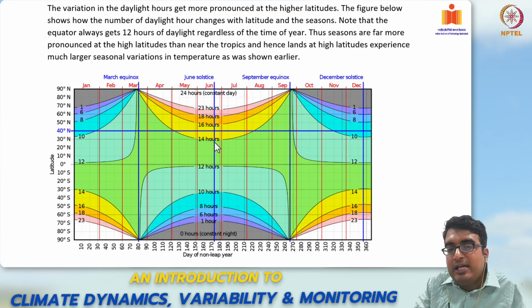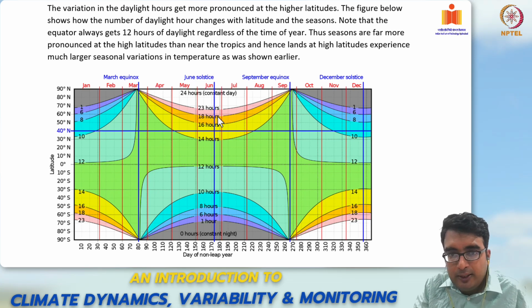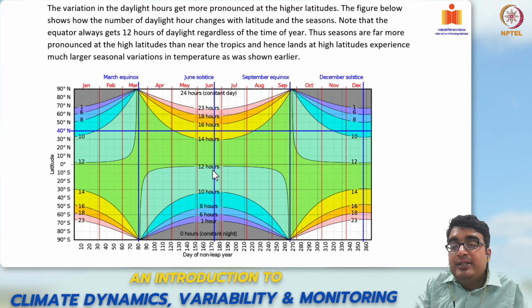So 14 hours of day means 10 hours of night, correct? 16 hours of day means 8 hours of night, 18 hours of day means 6 hours of night, and so forth. Okay. In the southern hemisphere, the daylight hours are shrinking. 10 hours of daylight, 8 hours of daylight, 6 hours of daylight, 1 hour of daylight, then 0 hours of daylight. Okay. So this is the variation of daylight hours during the June solstice.